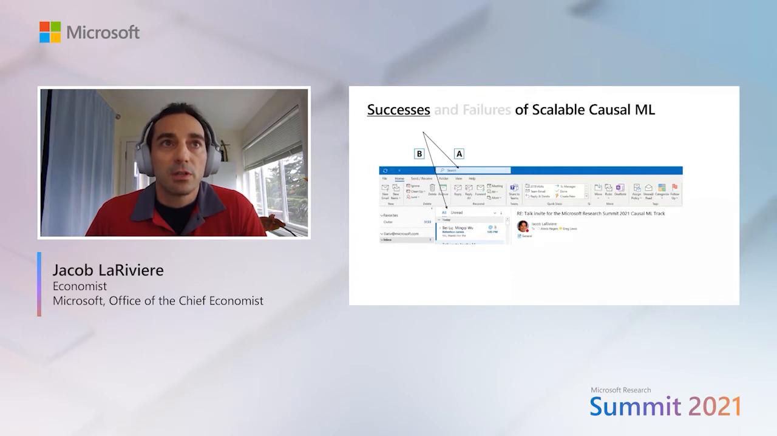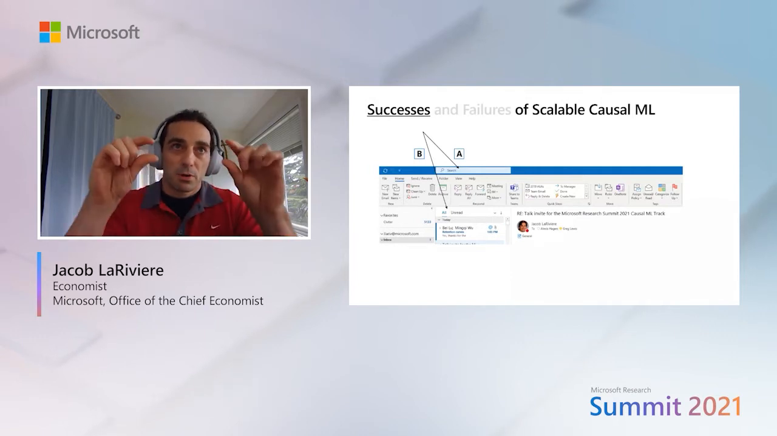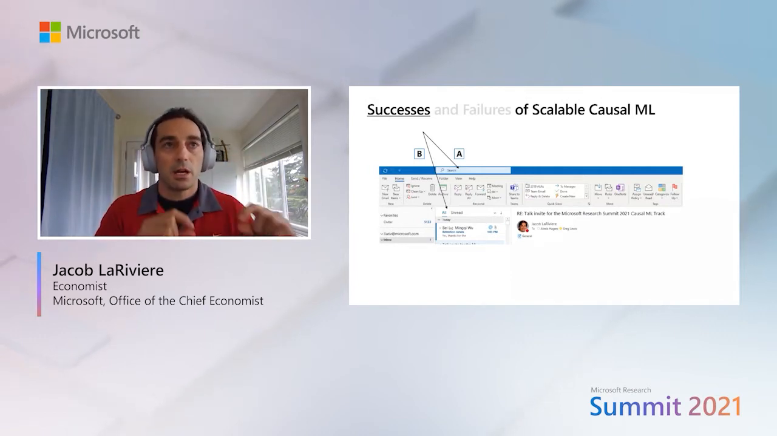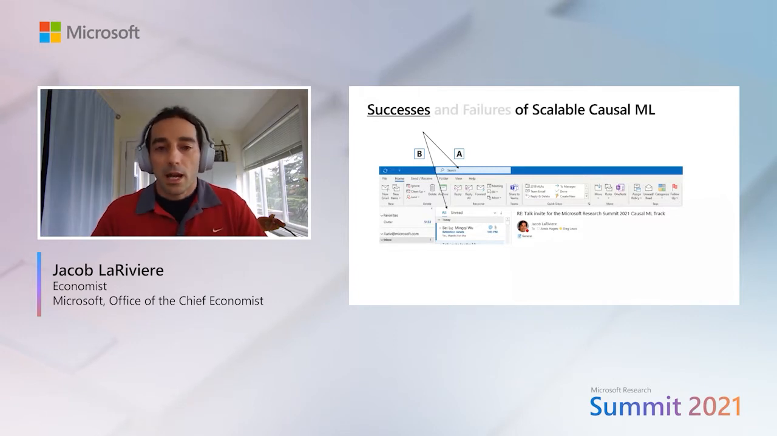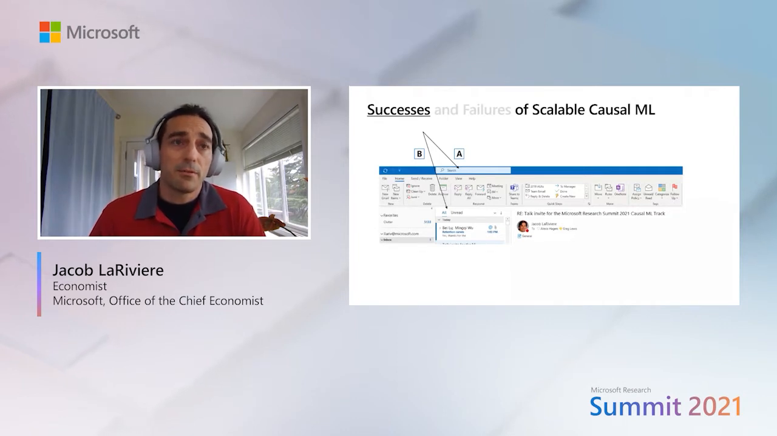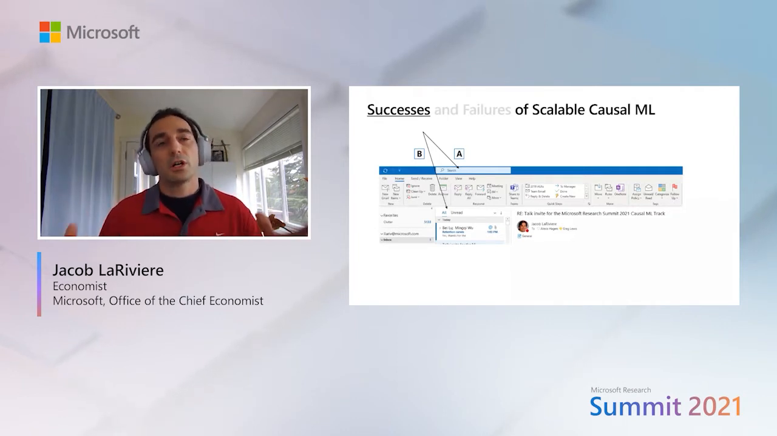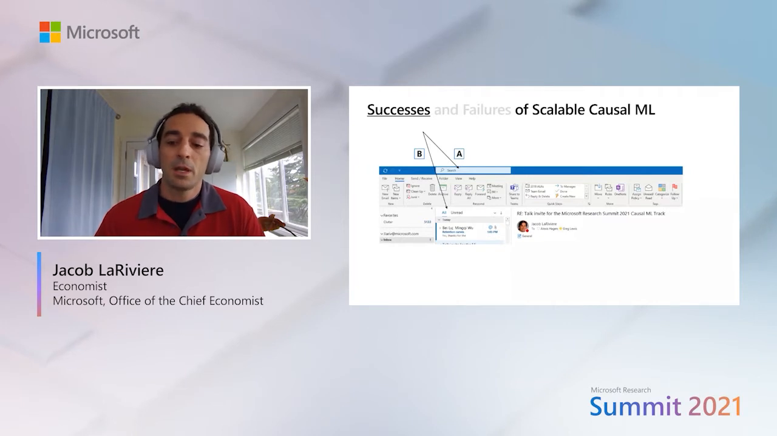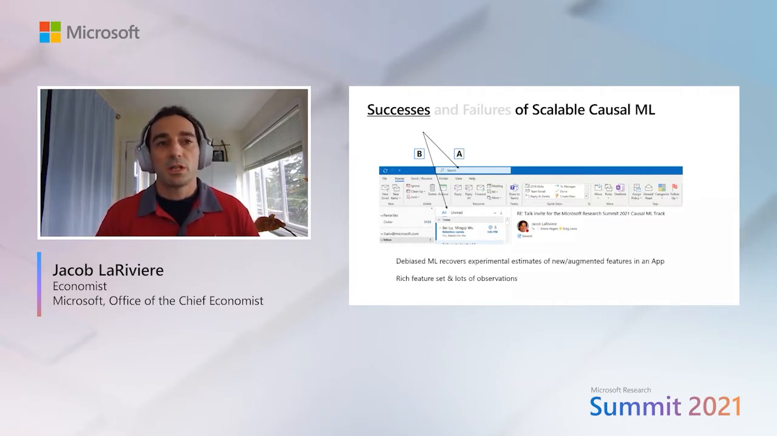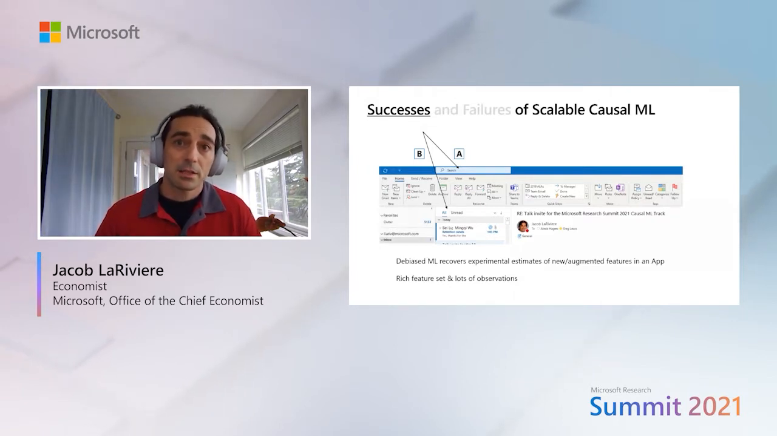Well, you could do this using experimentation. You could say, well, let's put it in one location. That'll be treatment A. Another location, that's treatment B. Have some experimentation, try and infer what's better than the other. And they've done that, and there are capabilities for that, but not every feature is hooked up to that experimentation platform. And so for features that aren't, it turns out that debiased machine learning or double machine learning can recover experimental estimates of new or augmented features in an app.